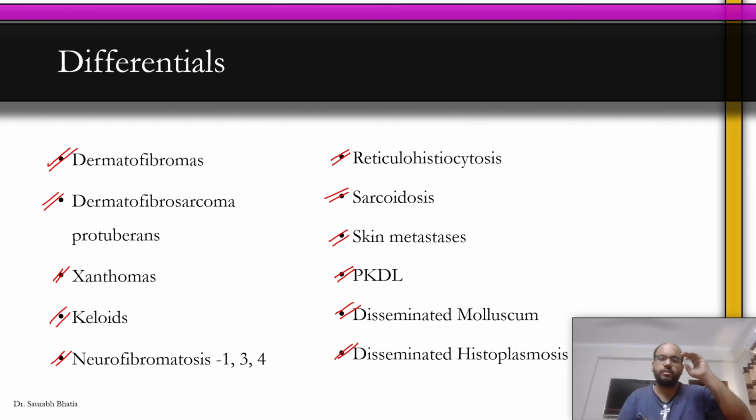Of course, you have a large list of differentials regarding subcutaneous and cutaneous and superficial nodules, overlying and apparently normal skin. But these are at least 10 differentials of histoid leprosy. Let's move forward.